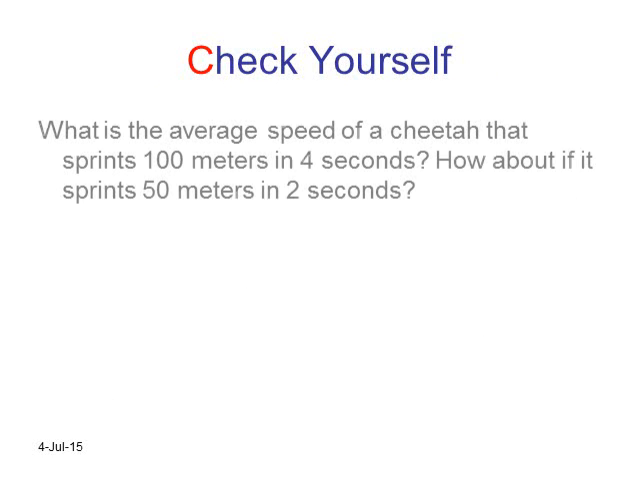All right, so here we go. What is the average speed of a cheetah that sprints 100 meters in 4 seconds? All right, how about if it's 50 meters in 2 seconds? And I hope you can see here that those would be the same thing, right? You have the distance over the time. We could take that down to 25 meters per second if we wanted our answer in meters per second. You can convert that to kilometers per hour if you wanted to have some fun with the math.